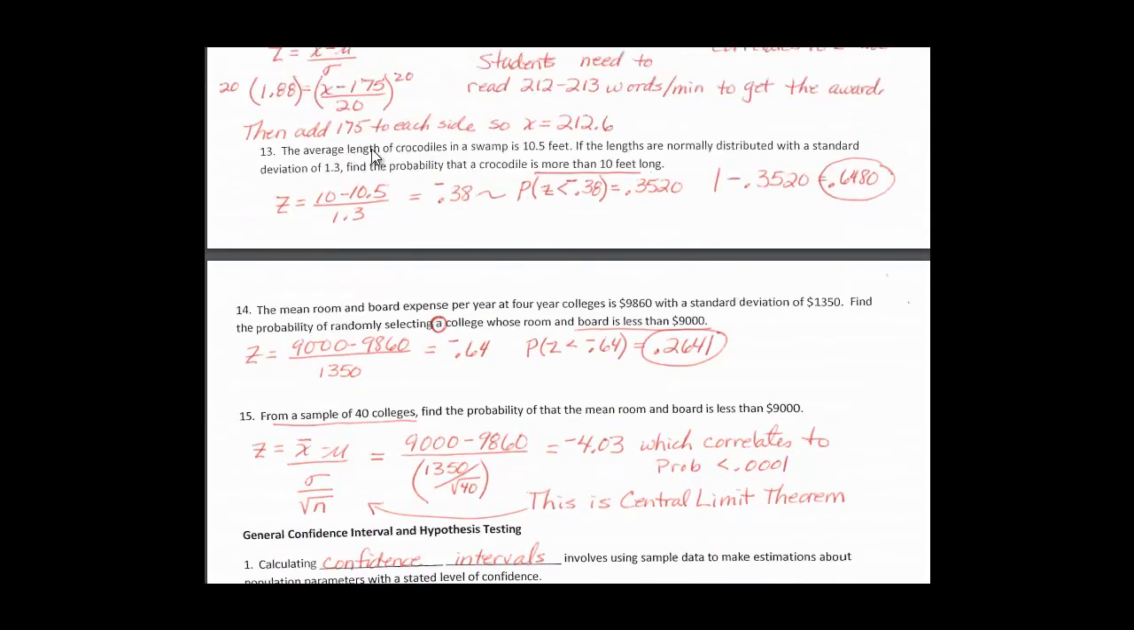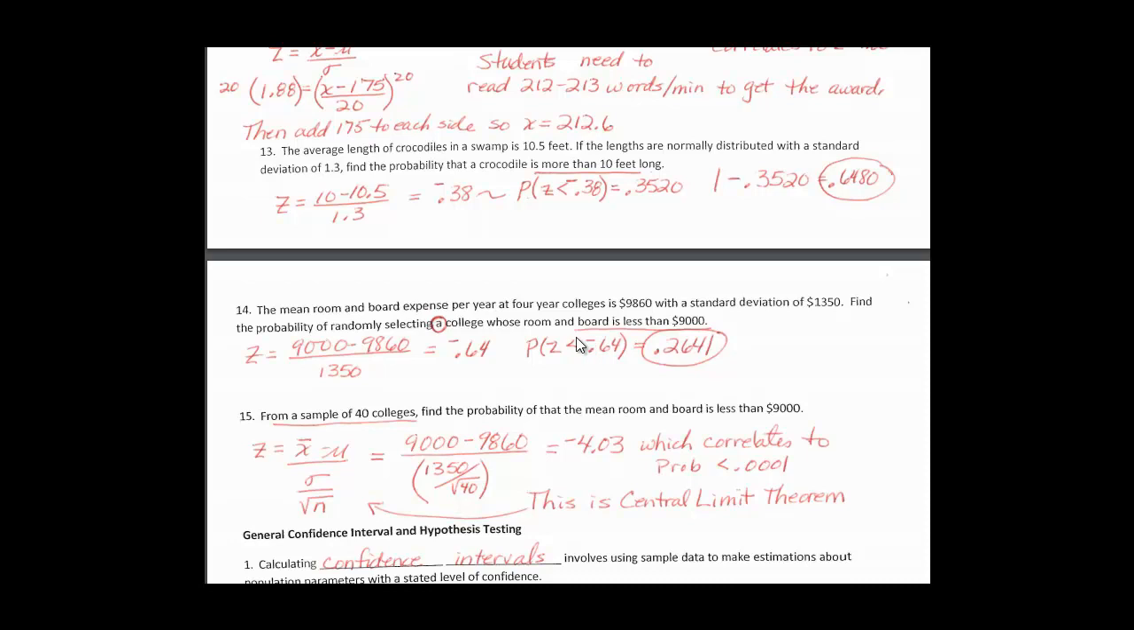This one here, you're actually looking at an application of the z-score, number 13, where you're calculating the z-score and then looking for the probability. And then here we had to use the complement because we were looking at that phrase, "is more than 10 feet long." So you had to deal with the complement.